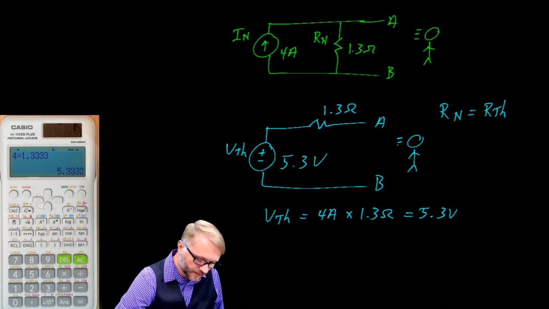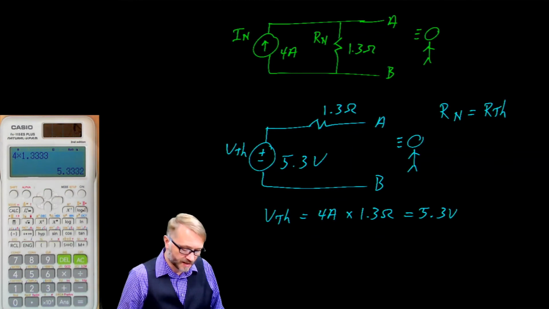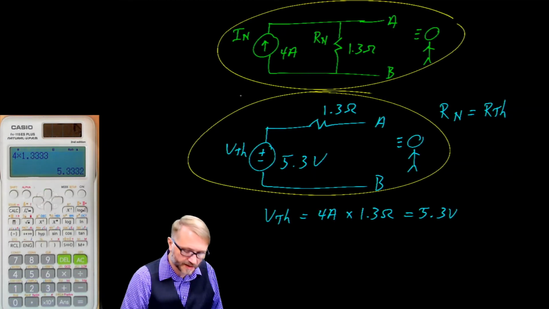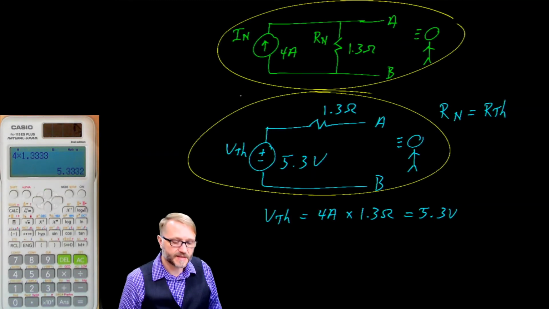Again, these are both equivalent circuits. As an observer, you will not be able to tell this circuit from that circuit. They are identical. We'll work another example where we can combine all of these thoughts into one problem.